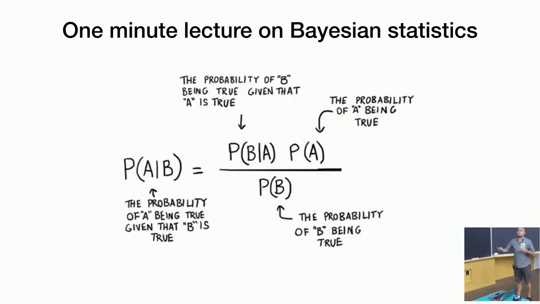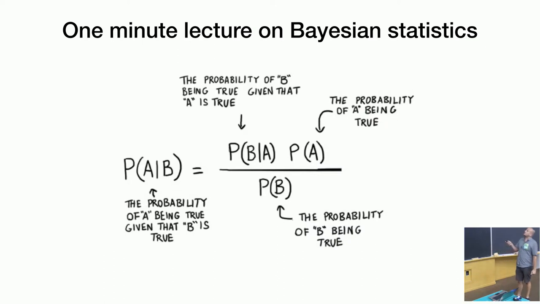So let's do a Bayes theorem 101 class. We have here the Bayes theorem. The posterior is the probability of A being true, given that B is true. And we can write this probability as the product of the likelihood, that is the probability that B is true given A, the prior, the probability of A being true, and the evidence, the probability of B being true.